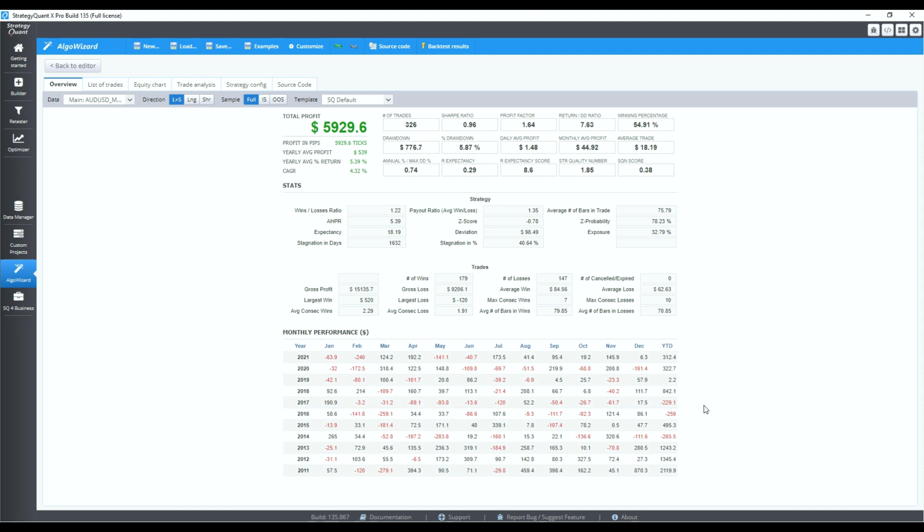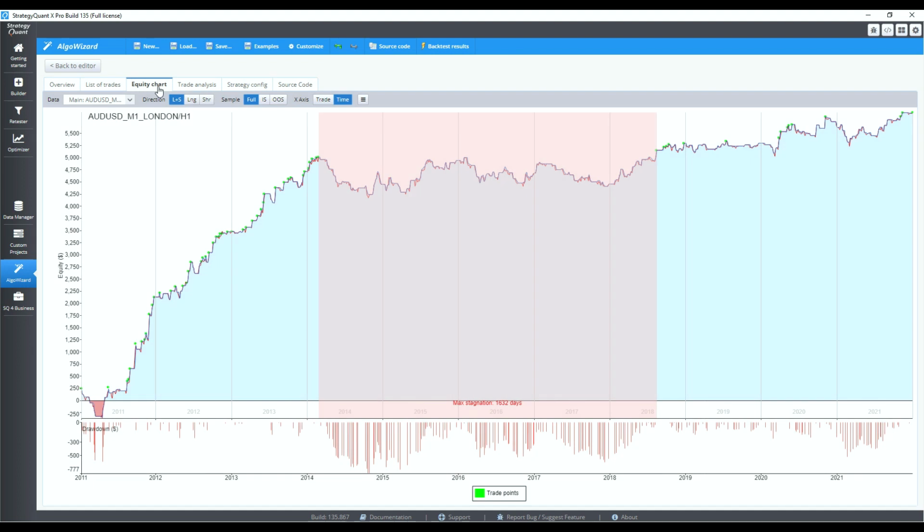The performance metrics show a decent profit factor and return over drawdown ratio. The only issue is the long stagnation of about 1600 days, which you can see clearly on the equity curve. It's best to trade this strategy as part of a diversified portfolio.